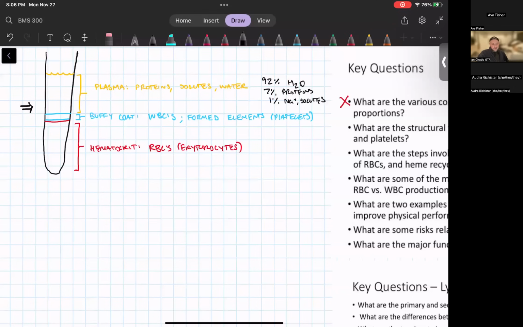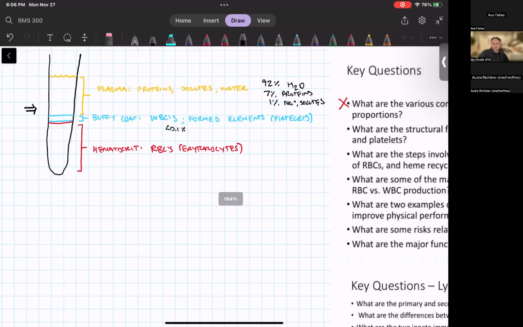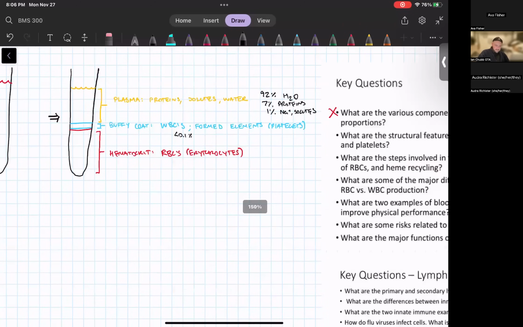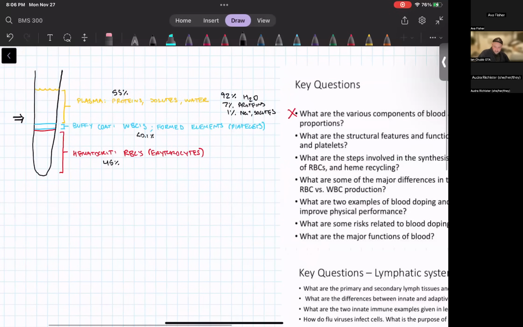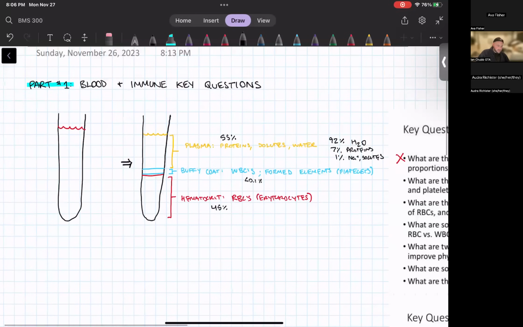And then within the Buffy coat, your white blood cells are going to be less than 0.1%, along with the platelets. Erythrocytes make up the majority of the formed elements, which makes sense because we want to get oxygen throughout the body. So a lot of the blood is made up of our red blood cells. Cool. Any questions on components of blood?